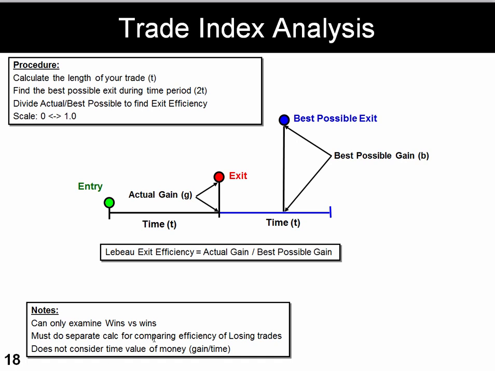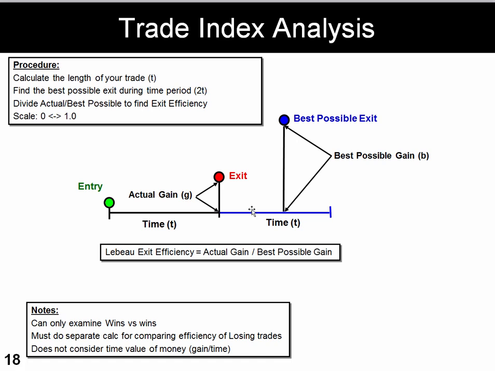You have to do a separate calculation for comparing the efficiency of losing trades, and by doing that you would determine how much potential loss my stop losses are actually protecting me against. Is it really protecting me against disaster, or am I realizing most of the pain that was available, in which case the stop is not as helpful?